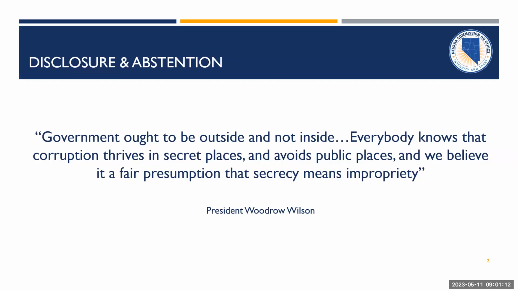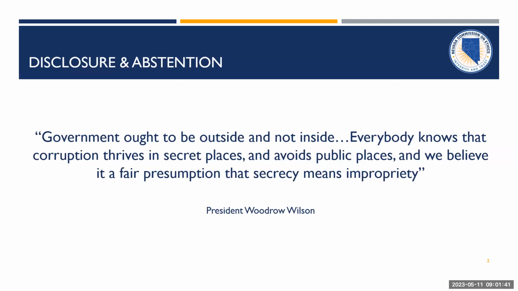The disclosure and abstention part of the ethics law is really about ensuring there's transparency about conflicts of interest and relationships of public officers and employees. Just because you've chosen public service doesn't mean you have to cut off all your relationships with people. We understand that as individuals step up to serve, they have family relationships, business relationships, other types of relationships that create conflicts of interest.